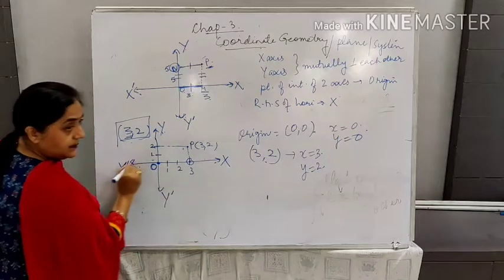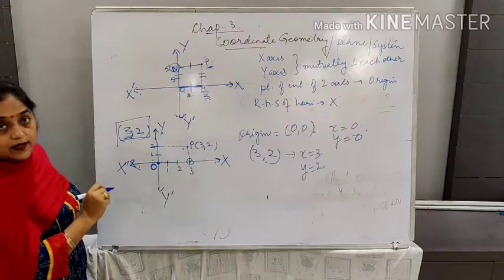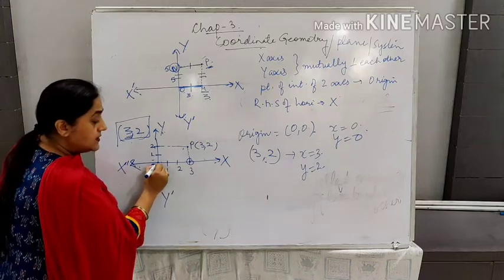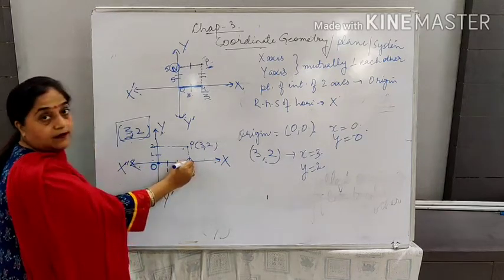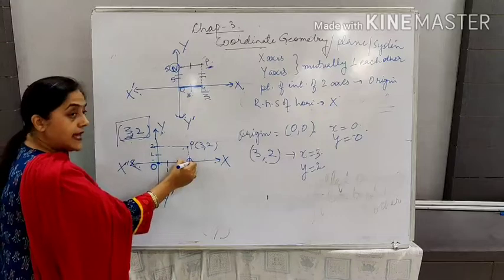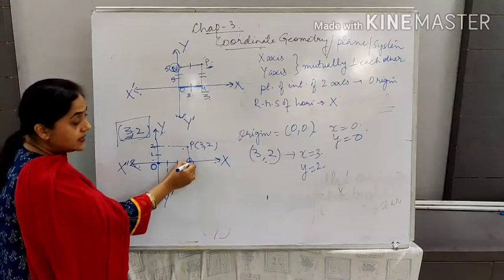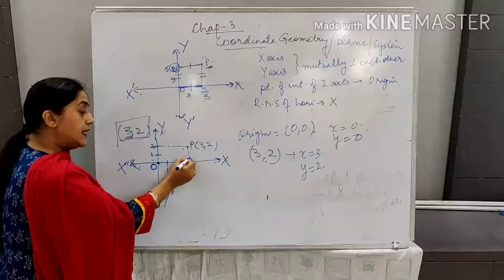How have I located the point? There was an origin. Then I have to locate (3, 2). How will I locate it? From 0 you went here up to 3. Then, because the horizontal one is the x-axis, after that you have to move vertically.